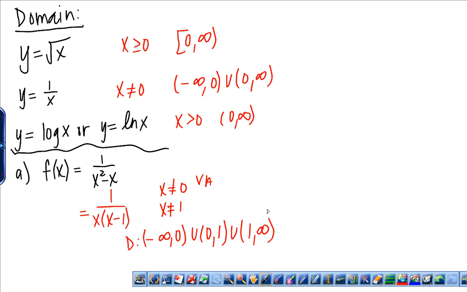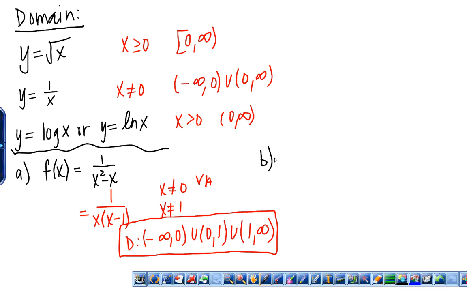So if you were to do test points, you can do those if that makes you feel better. I really don't care what this graph looks like. I just know that I've got vertical asymptotes here and here, and those are the only two places that I cannot have part of my graph. So this is my domain for this rational function.